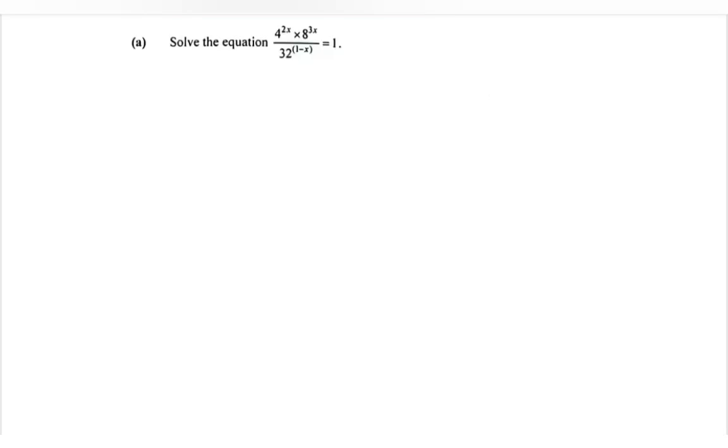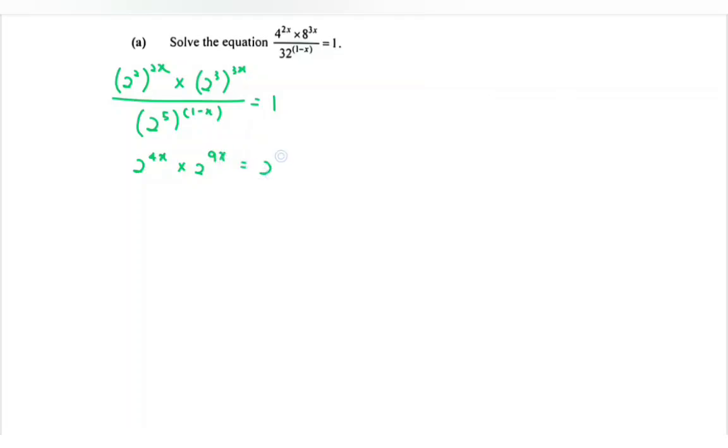For the 4, we can simplify as 2 to the power of 2 bracket, then we have the 2x. Multiply, we have 2 to the power of 3 bracket, we have 3x. Over, for the 32, we have 2 to the power of 5 bracket, and then we have 1 minus x equals to 1. We may cross multiply the situation. So in here we have 2 to the power of 4x multiply with 2 to the power of 9x, which is equals to 2 to the power of 5 minus 5x.